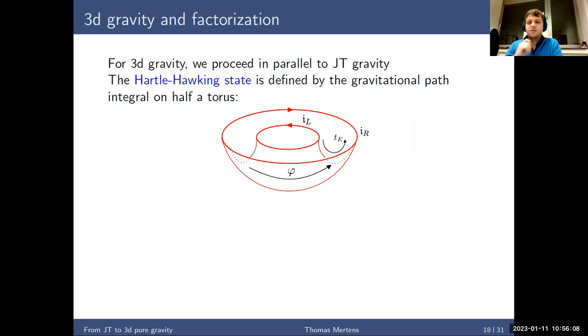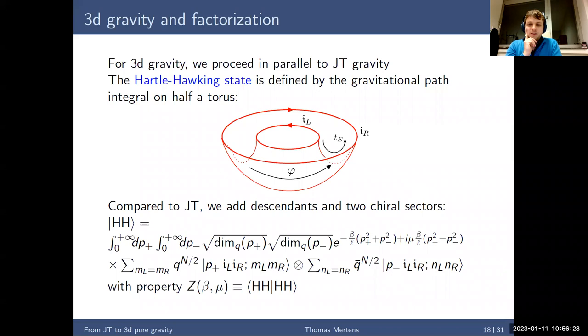So we slice open the full torus halfway and we get a geometry that looks like that, where we do the gravitational path integral over the interior of this half torus, and we produce a state that lives on this annulus shape at the top here. And the expression that you can write down for the Hartle-Hawking state looks a bit complicated, but morally it's relatively simple. Compared to JT, the only thing you do is you just add descendants and you take a holomorphic and an anti-holomorphic sector. So this is what this formula is doing. And one can check that its norm squared is just this 3D gravity partition function that we started with in this talk.